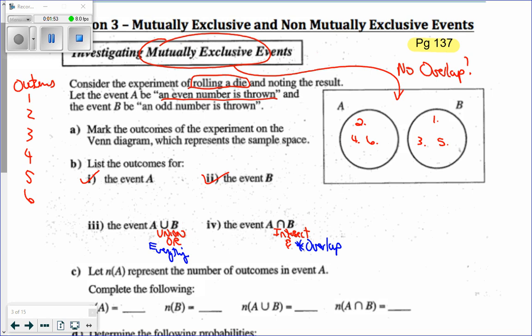So list the outcomes. So the outcomes for event A are 2, 4, 6. The outcomes for event B are 1, 3, and 5. What is the events of the union? Well, that's just list everything. 1, 2, 3, 4, 5, 6. List the events in the overlap. Is there any overlap? No. So do you remember how we show no? Empty set. Okay.